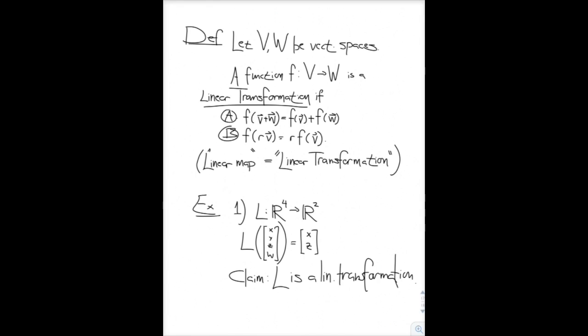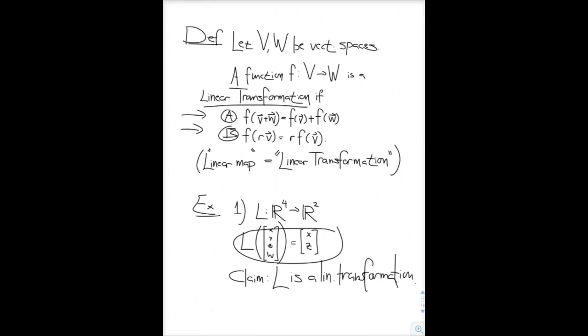Example number 1. Consider the map L, we'll call it L, from R4 to R2, defined as follows. L takes a vector x, y, z, w, and the image of such a vector is the vector x, z. So we claim that L is a linear transformation. There are 2 properties we must verify. Property A, that L preserves vector space sums, and property B, that it preserves scalar multiples.